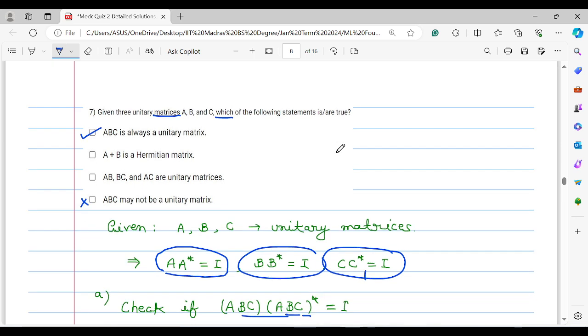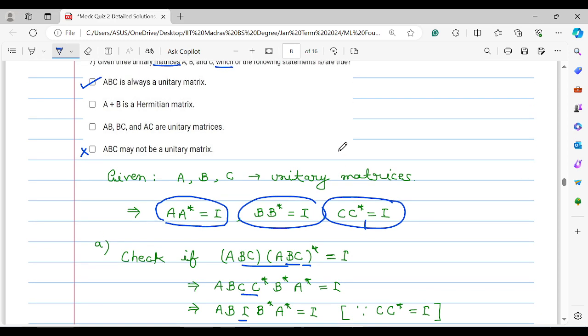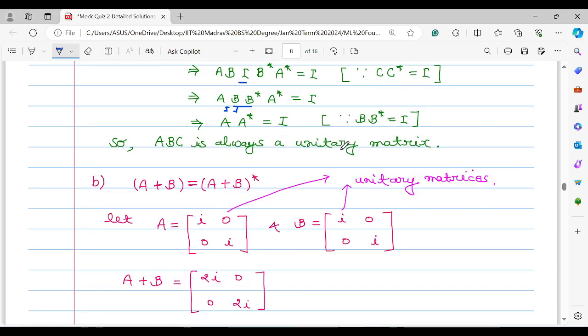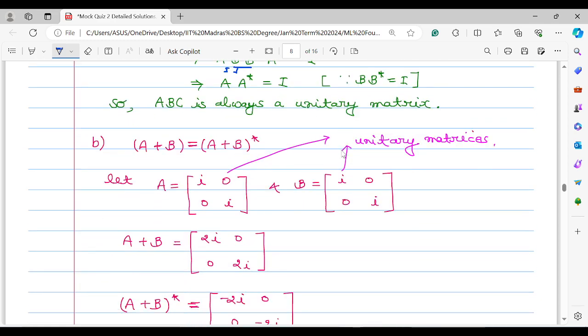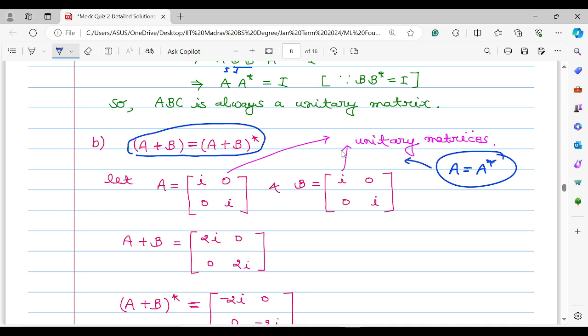To check the second option, A plus B is a Hermitian matrix. For A plus B to be a Hermitian matrix, this property must hold, because for a matrix A to be Hermitian, A must be equal to A star. So for A plus B to be Hermitian, this property must hold, and we will check whether this is equal or not.